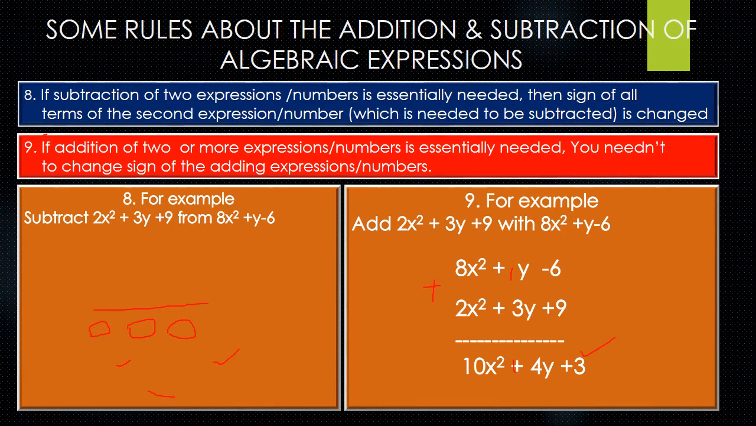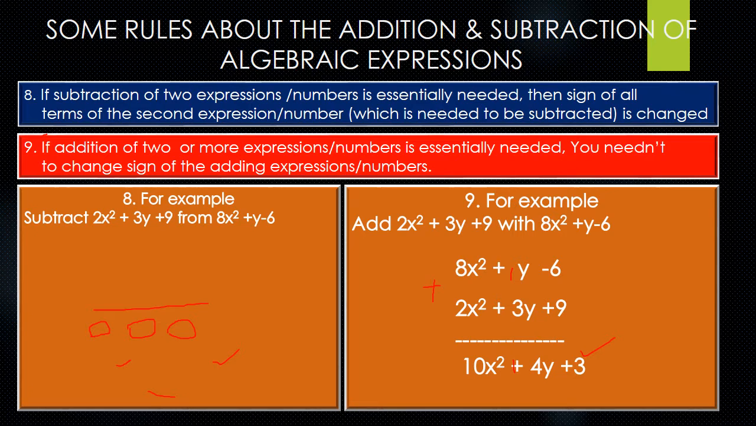Here two other rules have been given, and these rules are very easy. If subtraction of two expressions or numbers is essentially needed, then the sign of all terms of the second expression or number which is needed to be subtracted is changed. If we are going to subtract one expression from the other expression, we change the signs of the terms of the second expression given in this example.